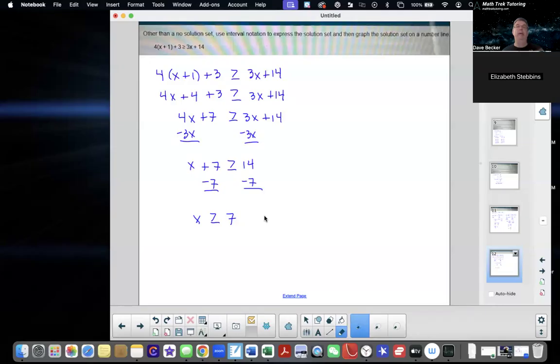Okay, they say use interval notation to express the solution. I'm not sure what options he gave you for interval notation. I'm hoping it was this. So for x greater than or equal to 7, actually we're going to graph it first. That makes the interval notation easier because we also have to graph it on a number line, right?